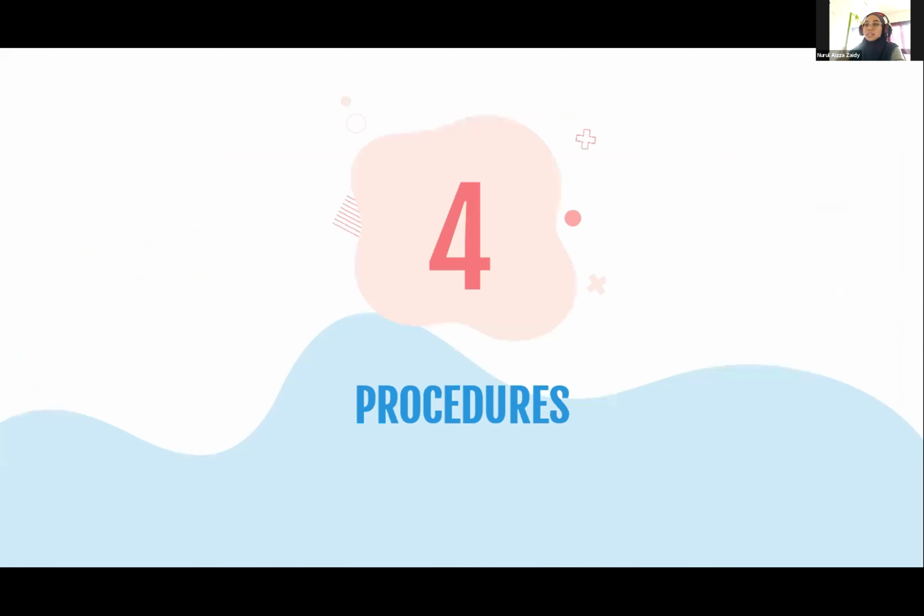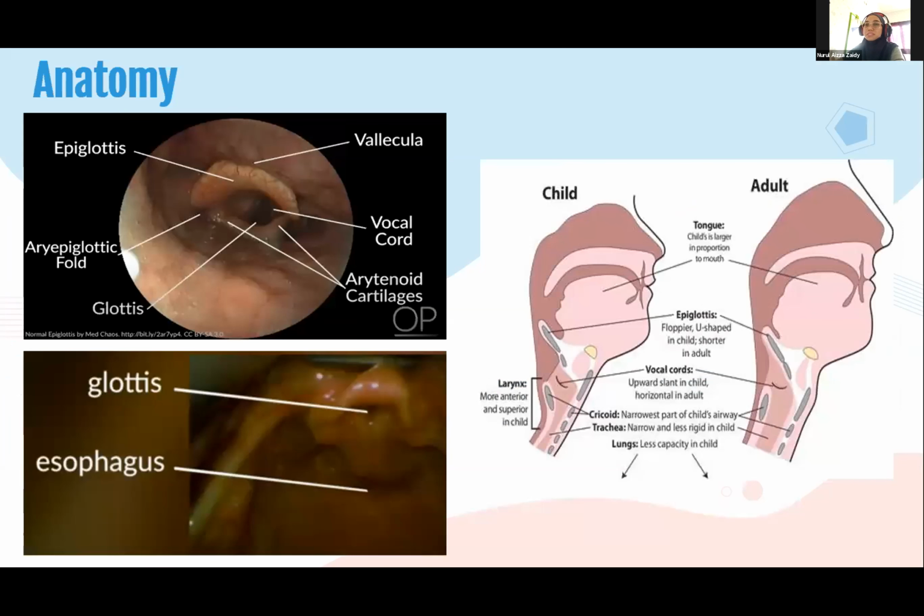Next, okay, now we are in the procedures. Before we go through the procedures, it's very, very important for you to know the anatomy first. On the right picture, I've included the differences between the child and the adult larynx anatomy. And on the left picture, this is what you're going to see when you do the laryngoscopy later.